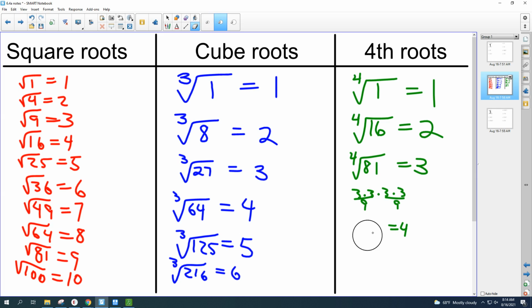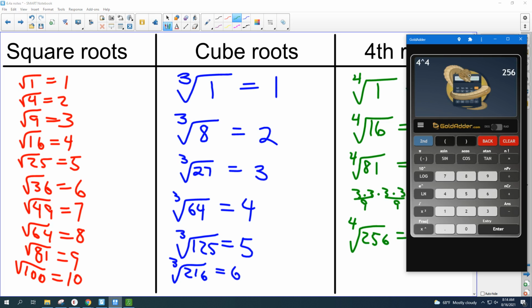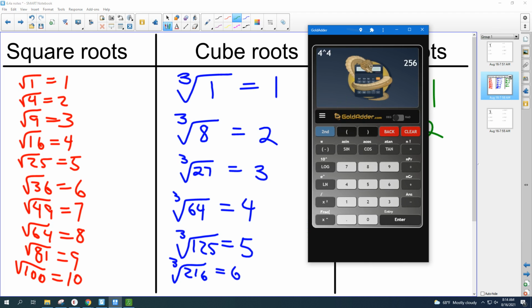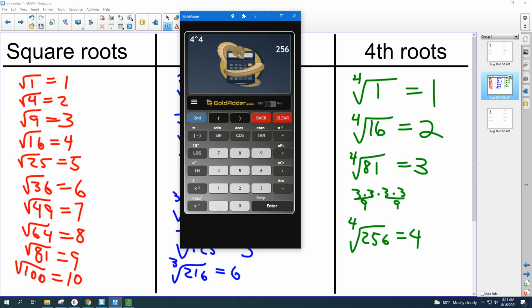So there you go. Goes to show you that you don't really have many of these memorized once you get up to a certain level. Okay, now, if I wanted to do the fourth root on a calculator, some calculators have a root button.